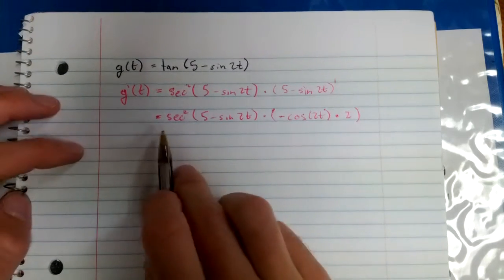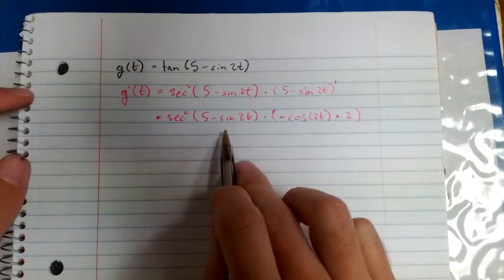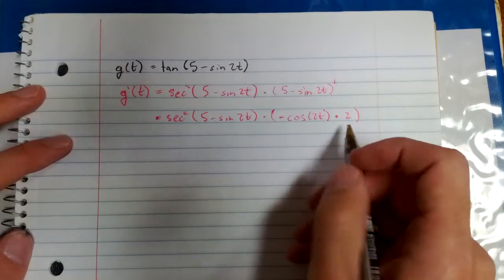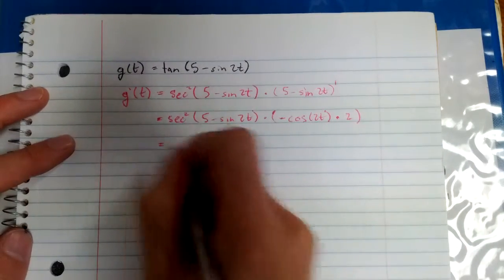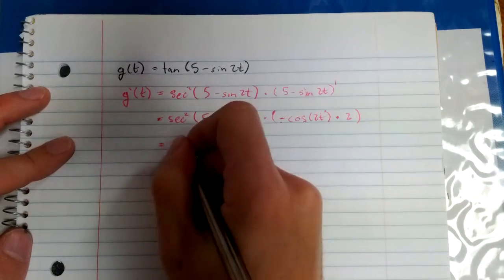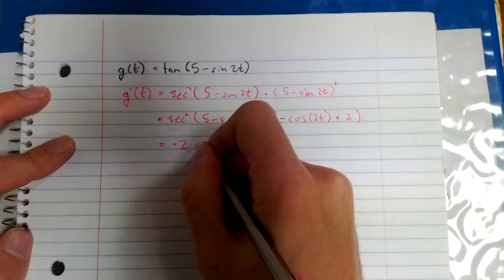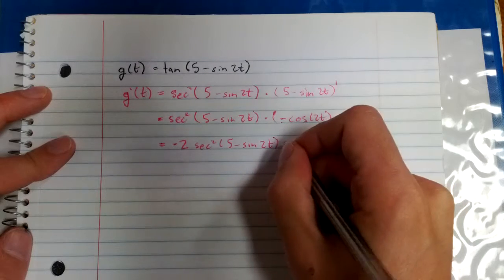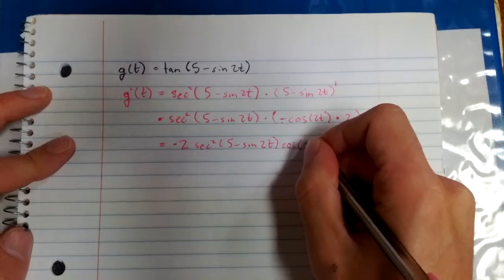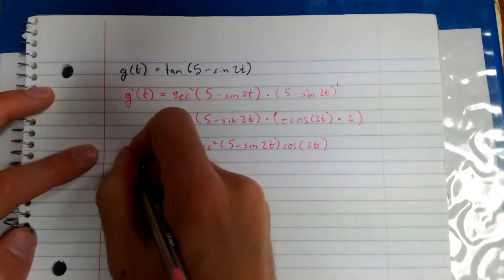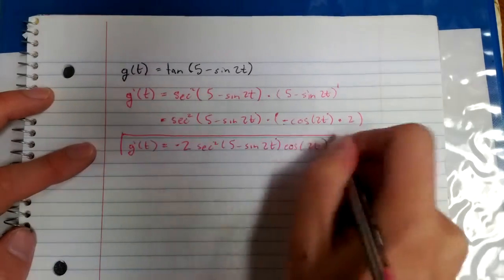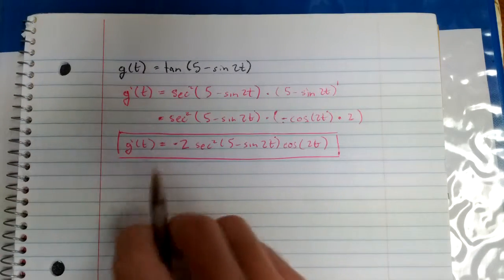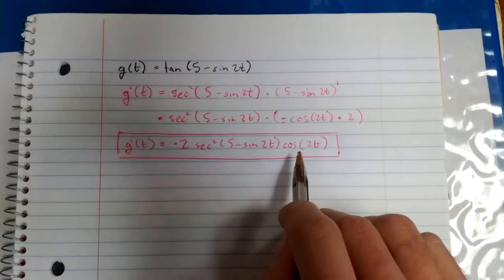Okay. So now I have a big, ugly expression, secant squared of 5 minus sine 2t times negative cosine of 2t times 2. I'm just going to clean this up, pull the constants out in front. So I have a negative and a 2, so negative 2. And then I'll say secant squared 5 minus sine of 2t, cosine of 2t. Right. So it's a big expression, but that's fairly simplified here, and it wasn't too difficult to find.